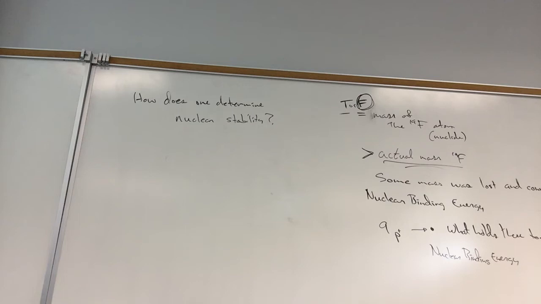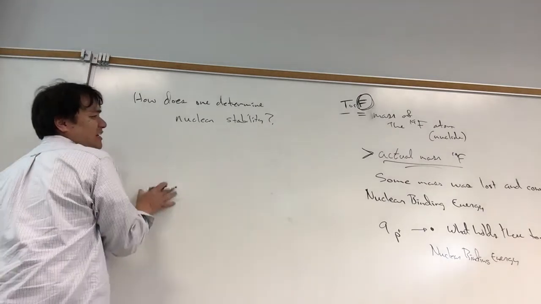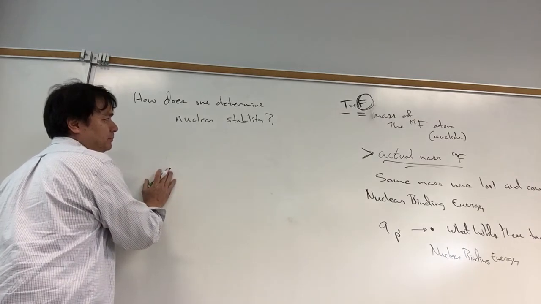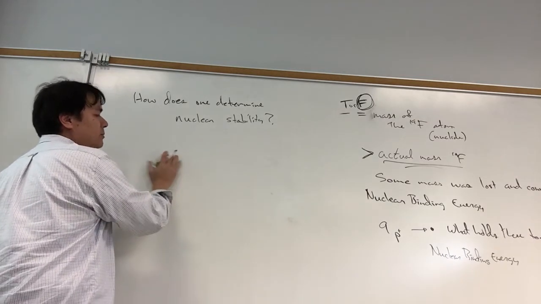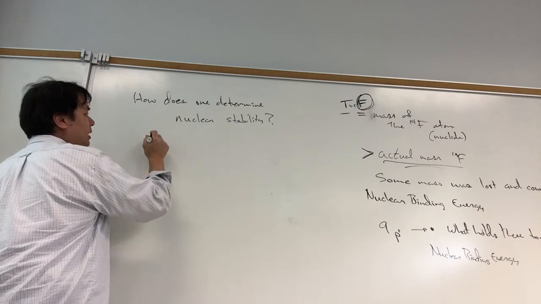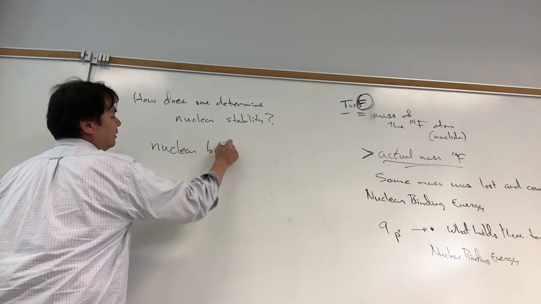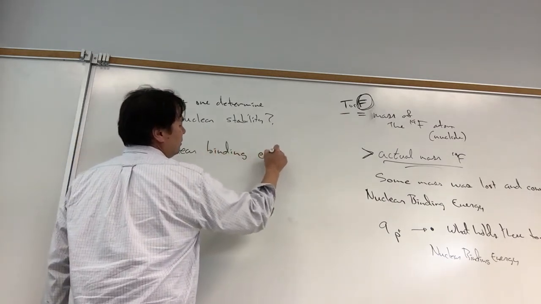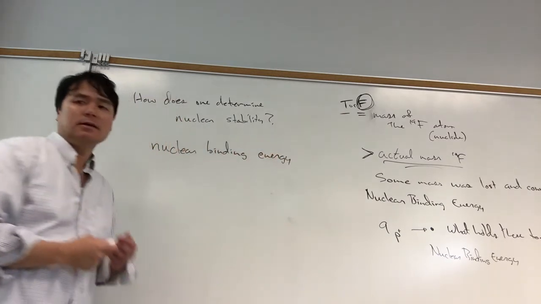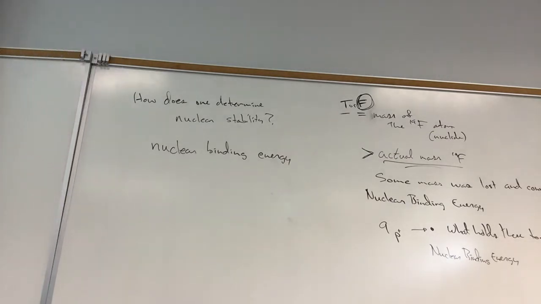Anyway, how does one determine nuclear stability? An easy way of determining it is by looking at the nuclear binding energy. But big nuclei are going to have huge binding energy, and small nuclei will have small binding energy. So what we have to do is level the playing field. Just because it's big doesn't mean it's stable.